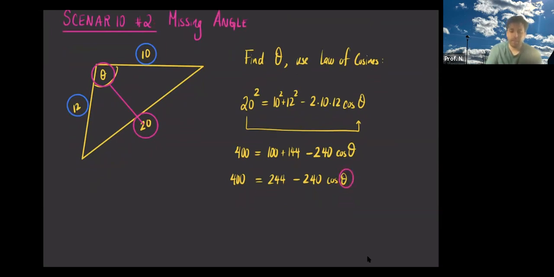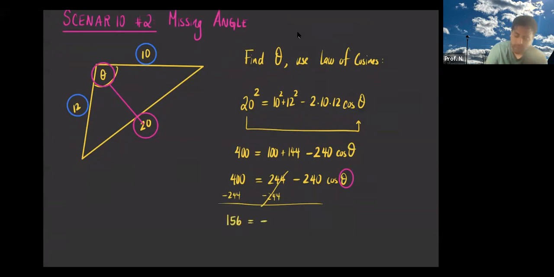So I want to get theta by itself. That must mean that I must get 240 out of here first. So yes, you have to subtract 244 first. Subtract 244, subtract 244. And once I subtract this, what do I get? 400 minus 244 is 156, right?